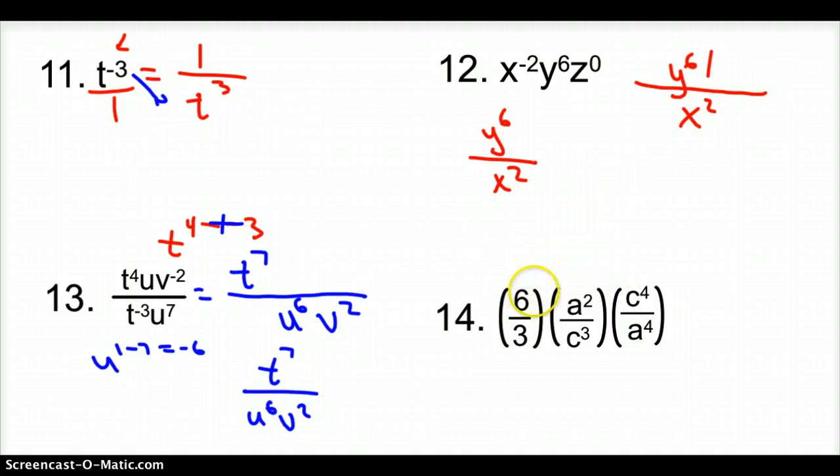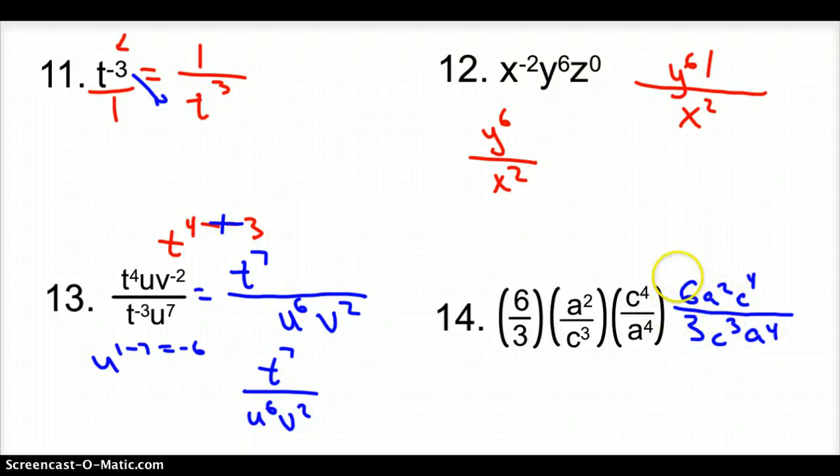14. Now we are multiplying and we have fraction bars. What do we do here? Let's just take the top and let's then worry about the bottom. So the top right now is 6a squared c to the 4th. On the bottom it is 3c cubed a to the 4th.